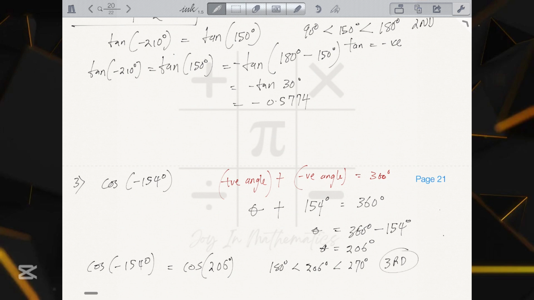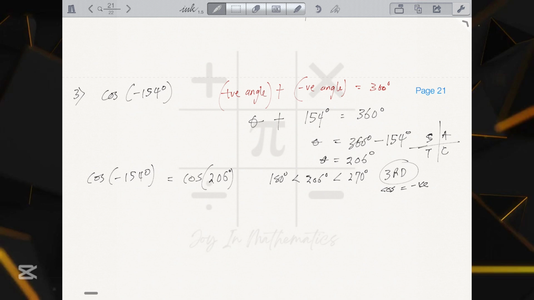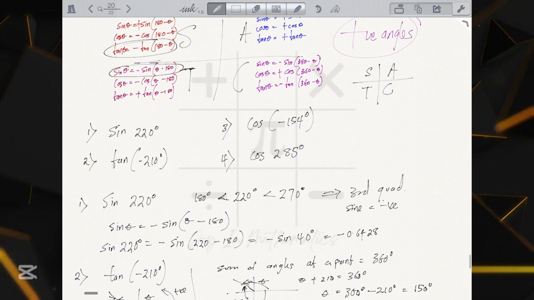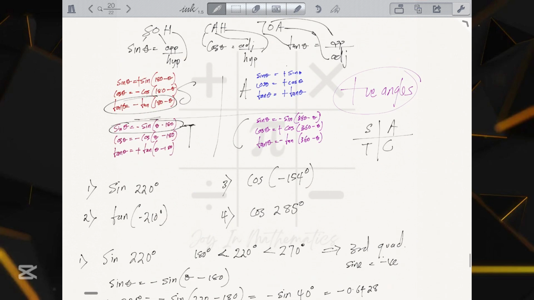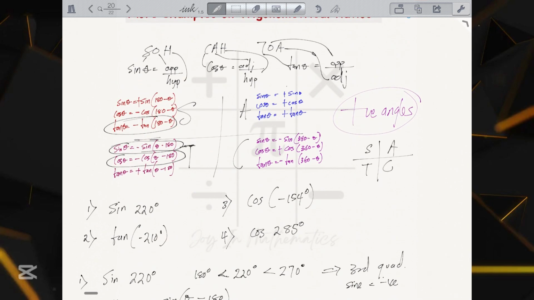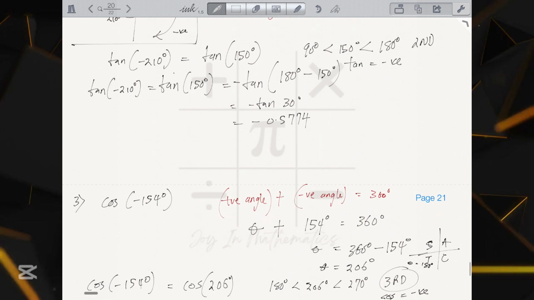Now let's make reference to All Students Take Coffee. That means in the third quadrant, only tan is positive. Therefore, cosine is negative. What is the relative acute angle formula in the third quadrant? It is simply theta minus 180 degrees. The question says cosine, so we are using cos theta is equal to minus cos of theta minus 180 degrees.